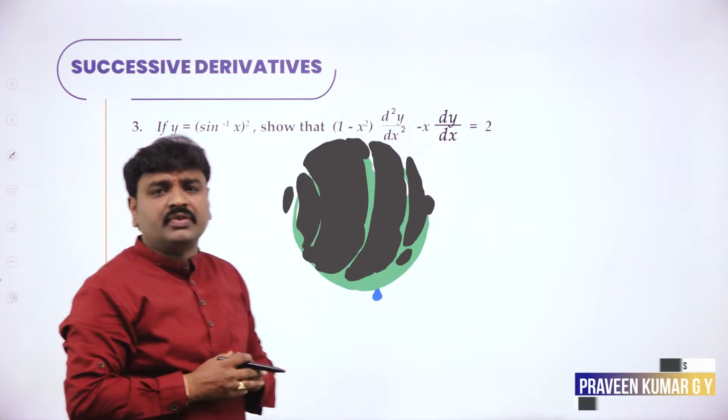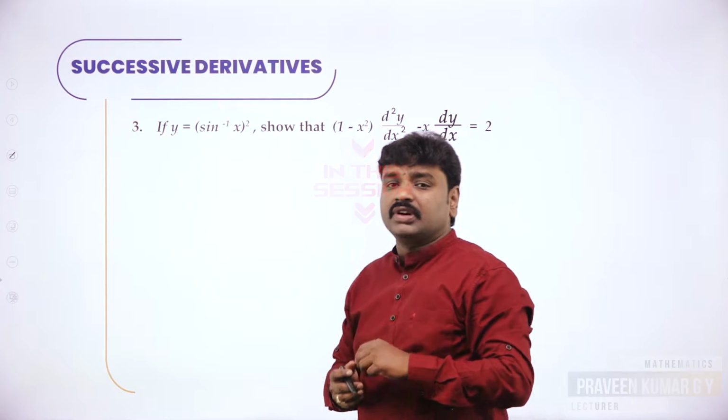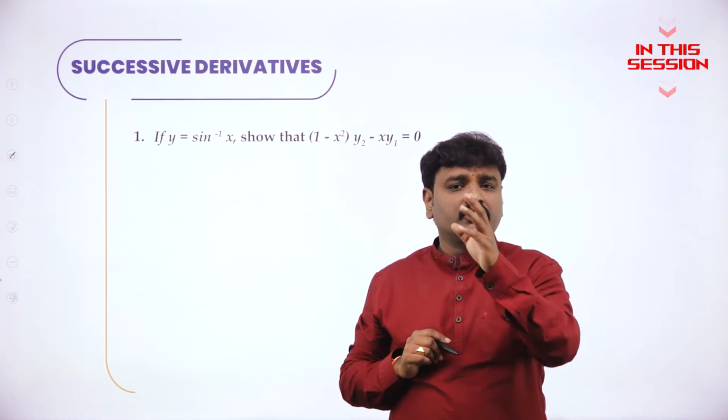f of x power n. What is the derivative of f of x power n? n into f of x power n minus 1 into d by dx of the internal function. What is the differentiation of sin inverse x? 1 by root of 1 minus x square.